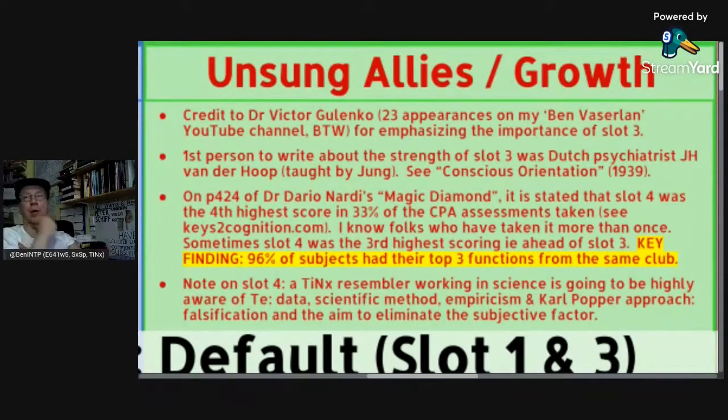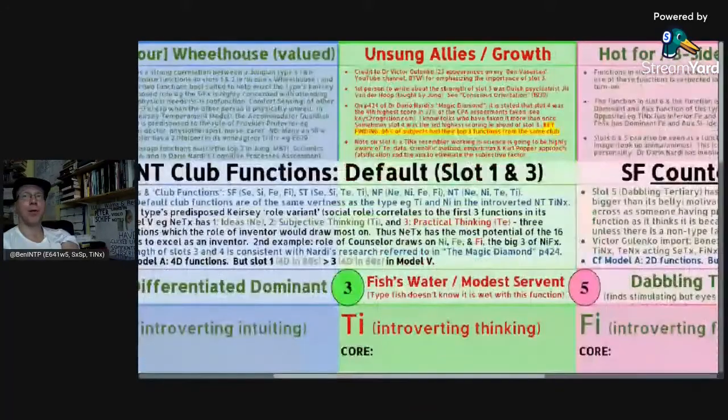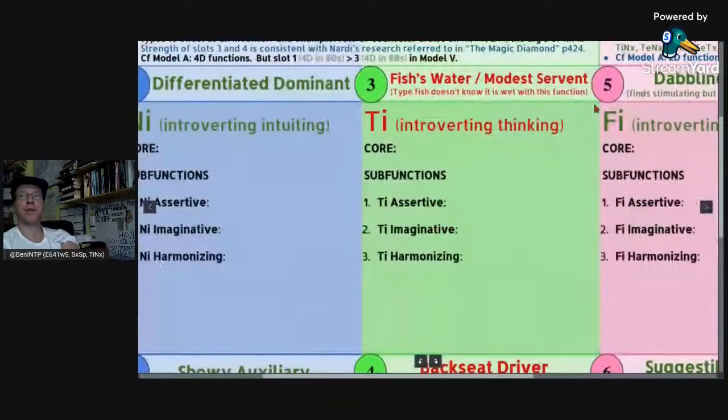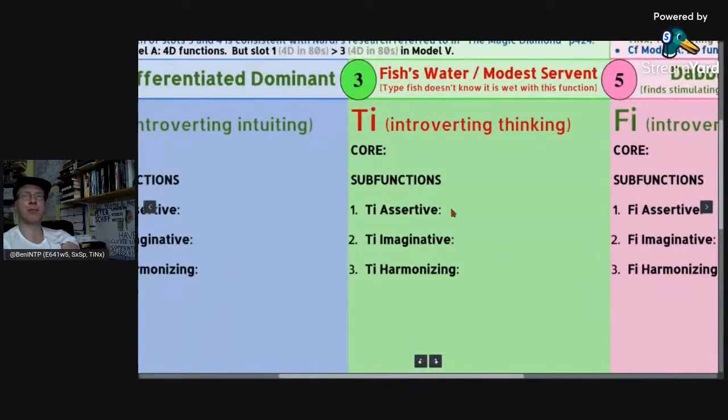A TI-ness resembler working in science is going to be highly aware of TE: data, the scientific method, empiricism, and a cold, proper approach. Falsification aims to eliminate subjects better. Is anyone out there going to challenge me on the fact that INTPs are in science, and therefore they've got to be using TE? Okay. The type fish doesn't know it's wet with this function. I'll go over these sub-functions. This is not going to be that long a video today.